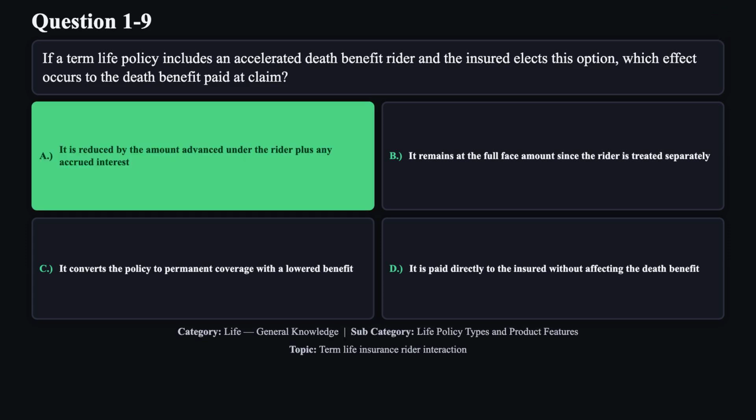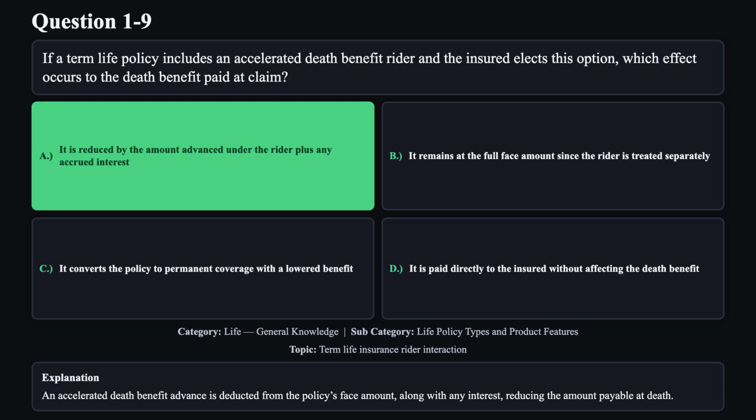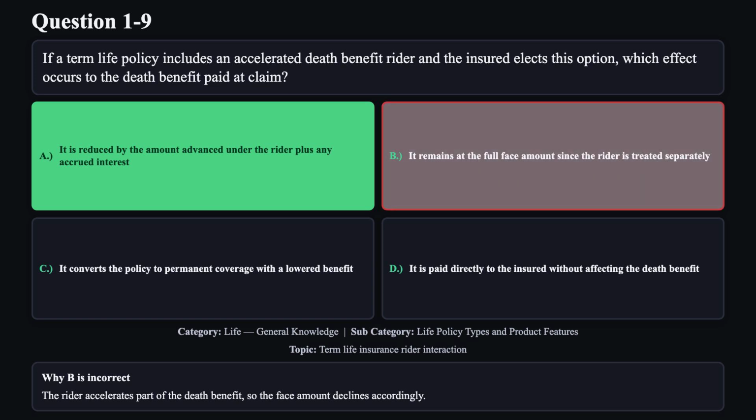The correct answer is A. An accelerated death benefit advance is deducted from the policy's face amount, along with any interest, reducing the amount payable at death. Reason B is not correct. The rider accelerates part of the death benefit, so the face amount declines accordingly.